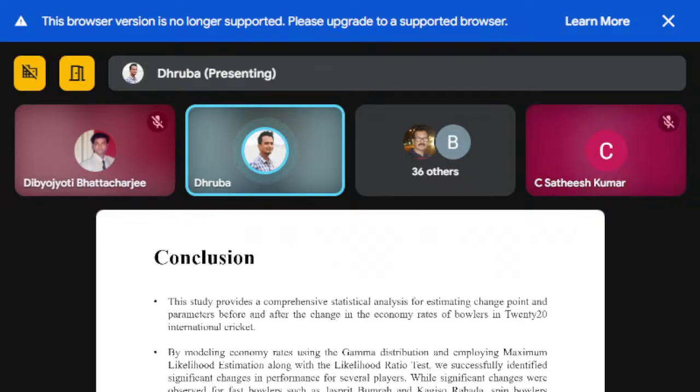Simulation studies confirm the robustness and reliability of the estimation process and test statistics. Overall, the findings contribute meaningfully to sports analytics by offering valuable insights into performance dynamics.